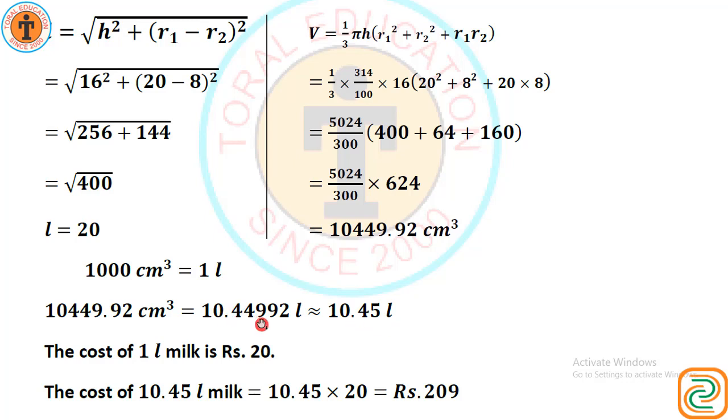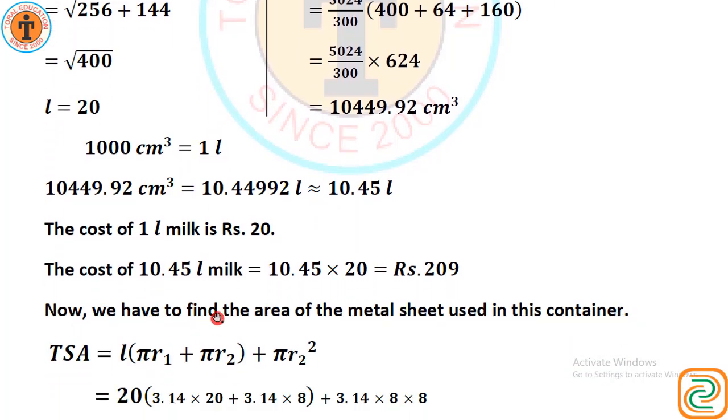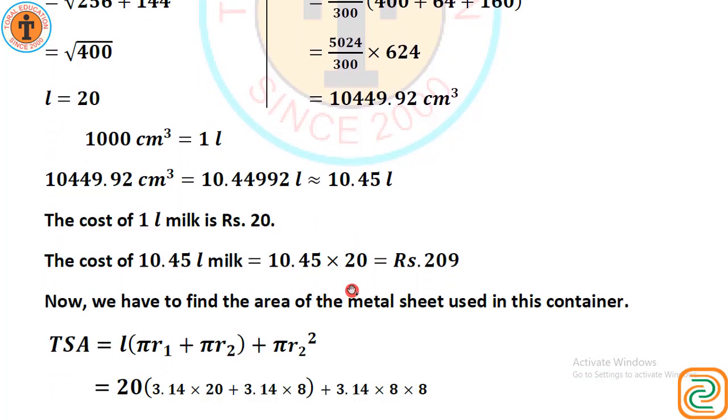If we correct it up to 2 decimal places, here is 9, then 1 should be added to 4, it will be 10.45 liter. The cost of 1 liter milk is rupees 20, then the cost of 10.45 liter milk is 10.45 into 20 equals to 209. This is the cost of milk.